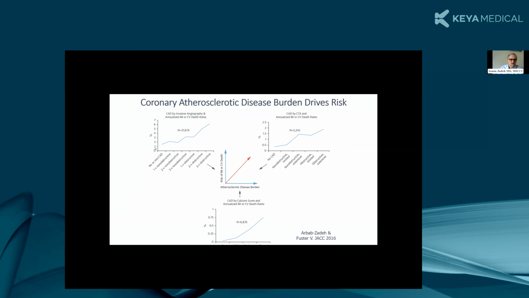They show on the y-axis the annualized risk of cardiovascular death or MI versus some form of atherosclerotic disease burden assessment, in a semi-quantitative fashion. And in all of these curves, they're showing essentially a straight line. The higher your atherosclerotic disease burden, the greater your risk. So that is consistently, uniformly true. The atherosclerotic disease burden drives the risk, by far the biggest predictor of risk.